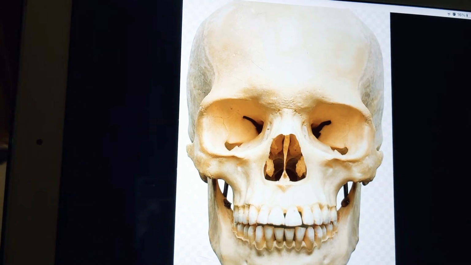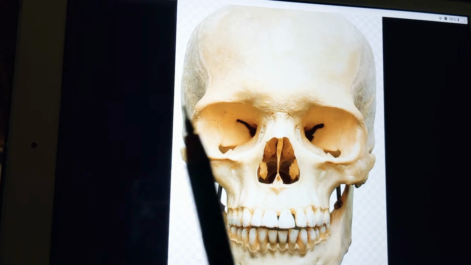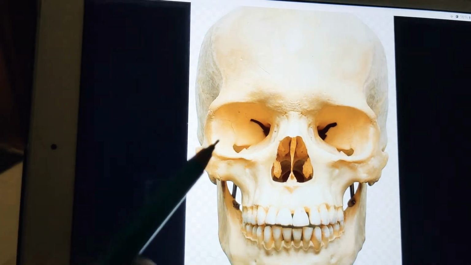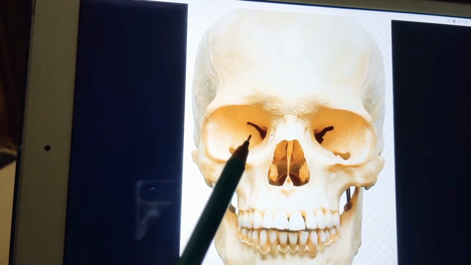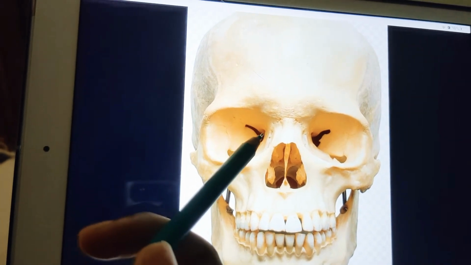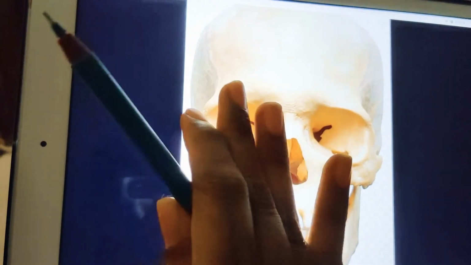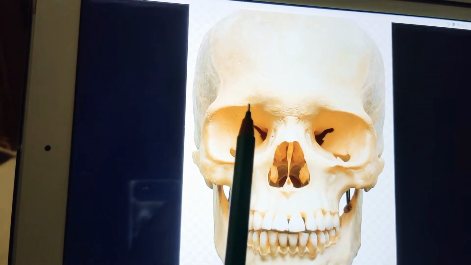Now coming to the four-sided pyramid. So what are its structures? Let us see. It is having one apex. That apex is towards inside. So inside it is having an apex which is situated at the posterior end of the orbit, at the medial end of the superior orbital fissure over here. Okay, and the base. The surface which you see now is the base. It is seen as the orbital opening on the face.